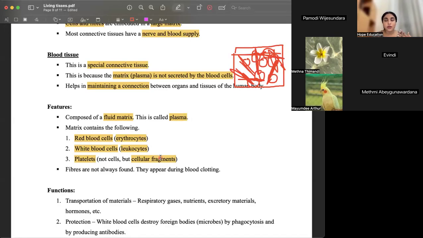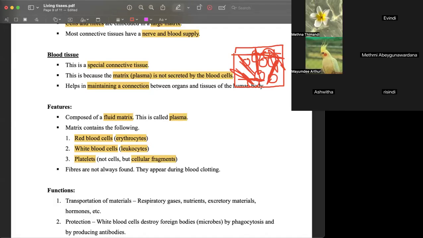Even though we just say cells, actually platelets are not cells. They are cellular fragments. Fragments of cells.